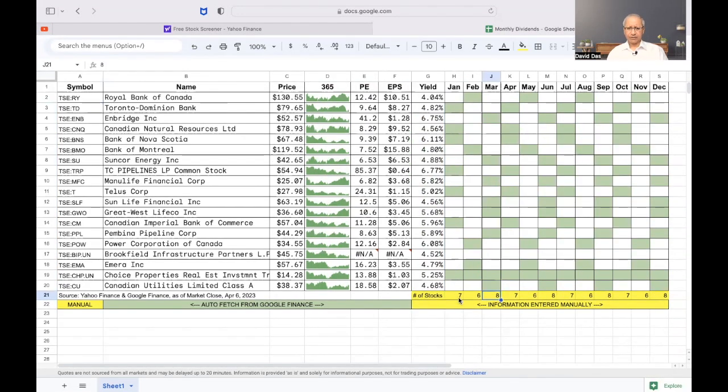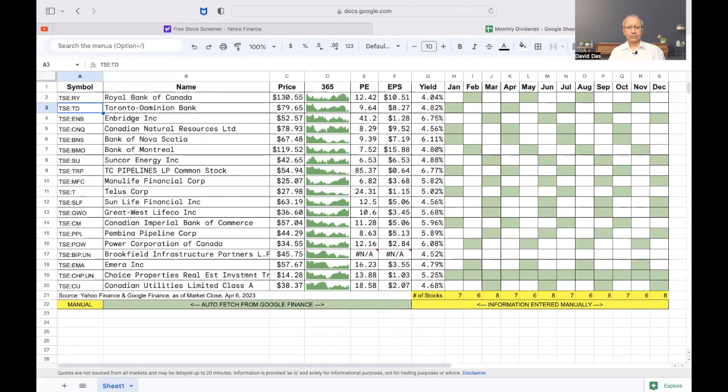So this table tells me there are 7 stocks which pay in January, 6 in February, 8 in March, and the same goes up to December. And I have entered this information from column G to December manually, and that's the reason I said information entered manually. And this was my section 3 of my video.